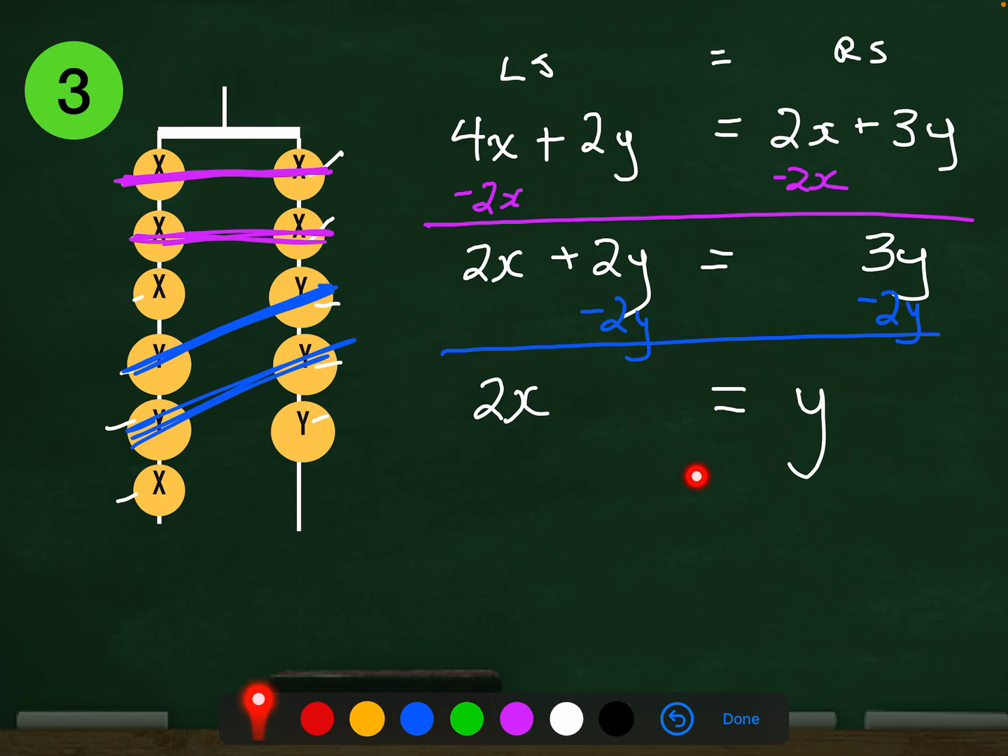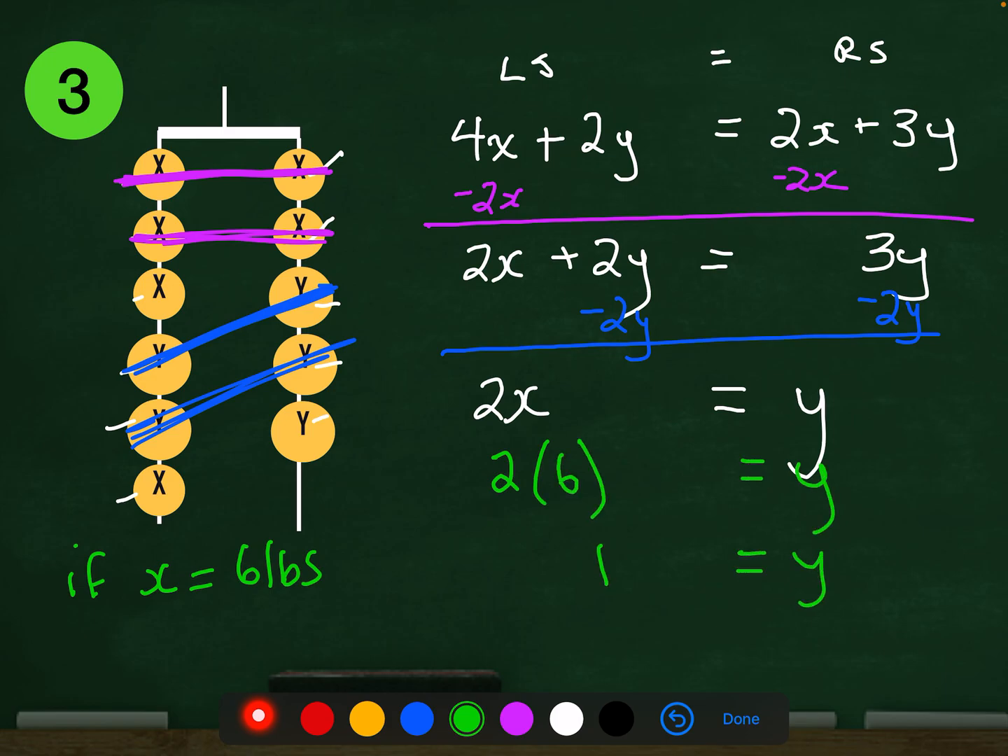I don't need to worry about splitting things into groups because this is already just one group of a y. So that means this y must be the same weight as 2 of those x's. So if I told you, if x weighed 6 pounds, then y must be 2 times 6. Y must be 12 pounds.